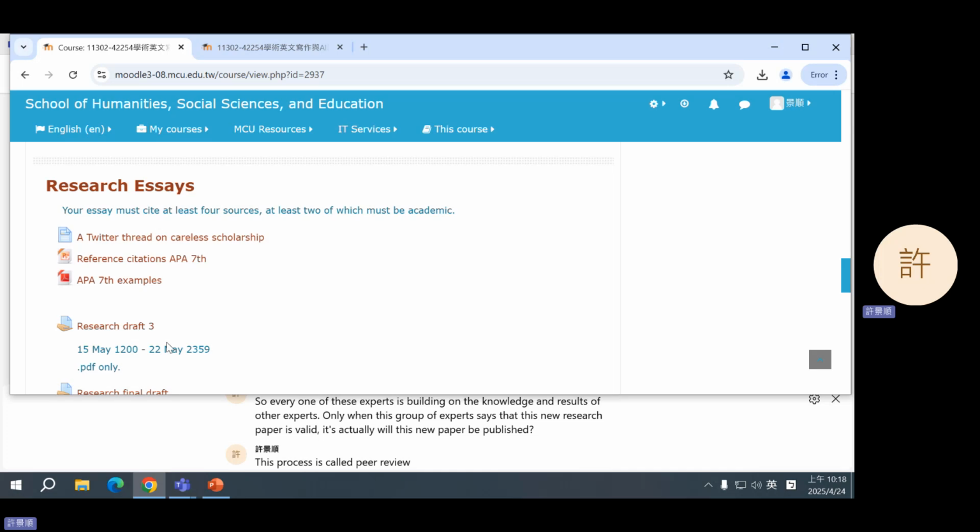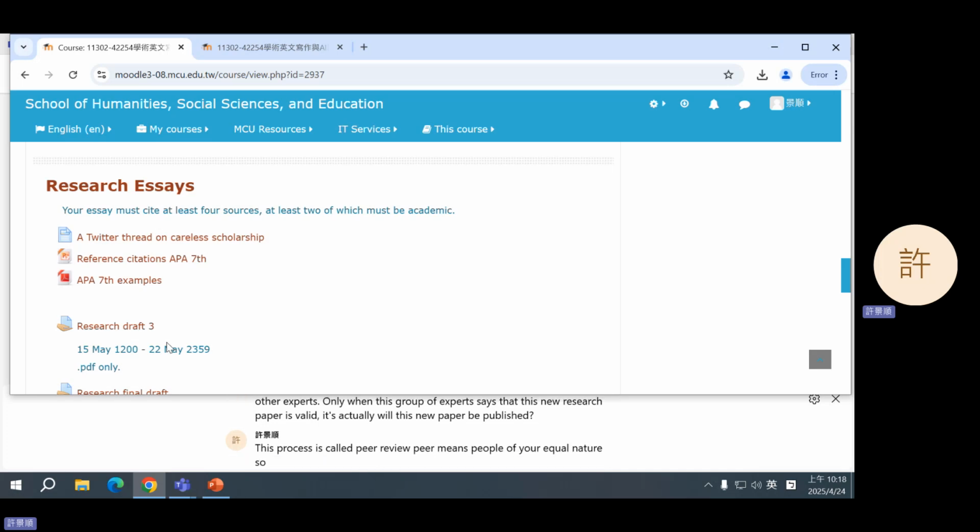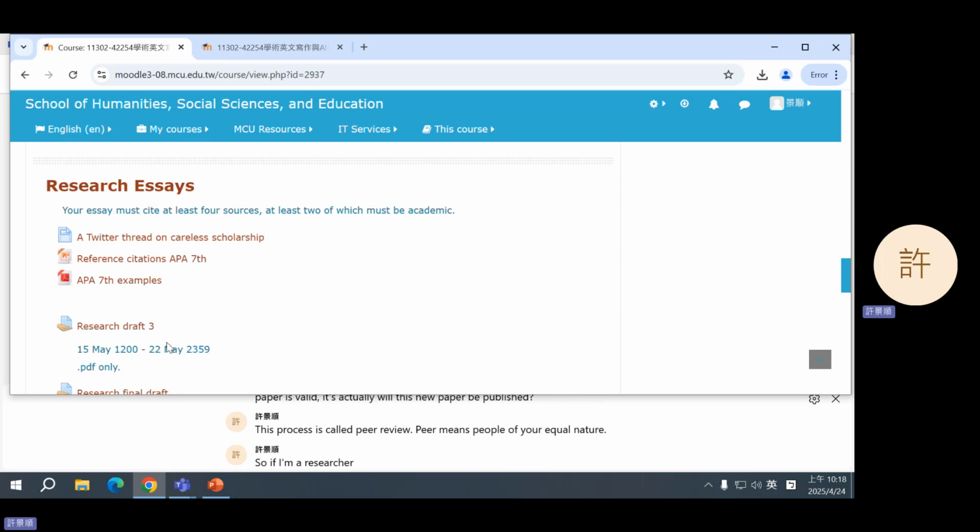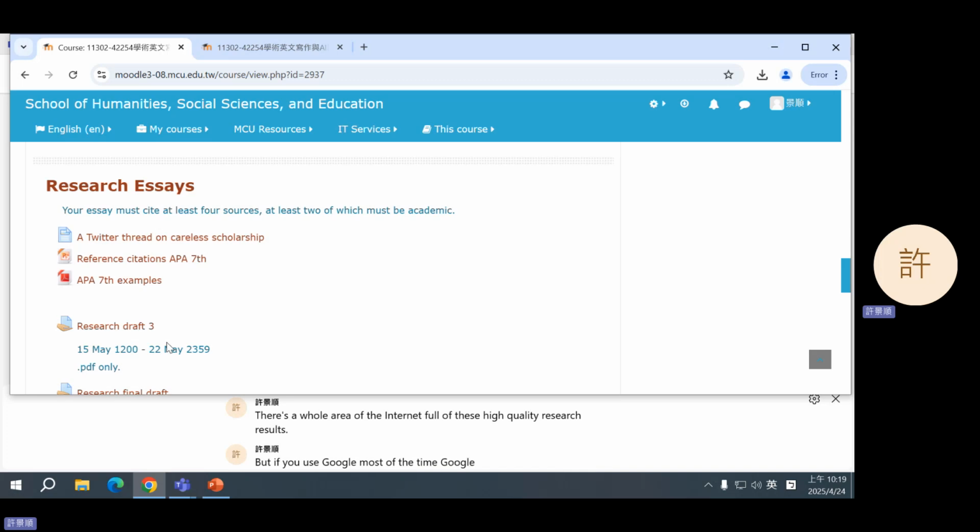Peer means people of your equal station. So if I'm a researcher, then my peers would be other researchers. There is a whole area of the internet full of these high quality research results. But if you use Google, most of the time, Google will not show these to you. You have to know how to look.